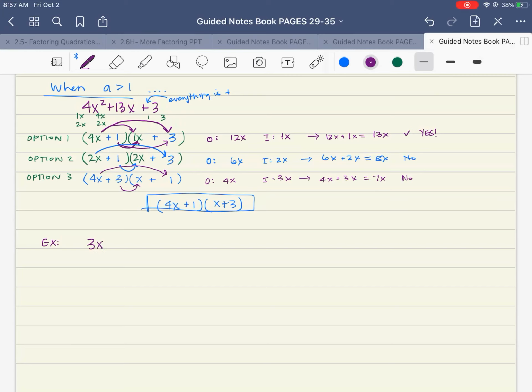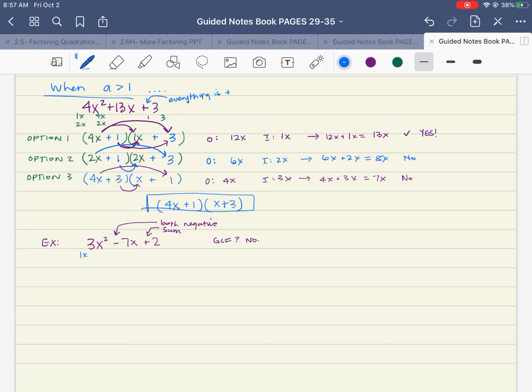Let's do another example. So an example here would be like 3x squared minus 7x plus 2. Again, notice this is a sum, so I like that. That means that they're going to be the same sign, and it looks like we have a negative, so they're both going to be negative. Okay, so I already know that. That helps a lot. Again, I look for greatest common factor. Is there one? Not in this case, so we can just continue to factor.